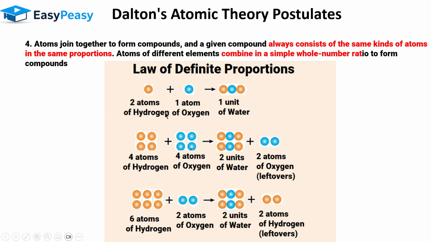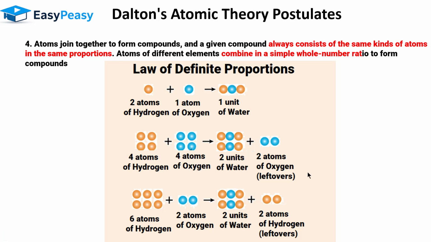First, we took 2 atoms of hydrogen that react with 1 atom of oxygen and they create 1 unit of water. But if we take 4 atoms of hydrogen and let them react with 4 atoms of oxygen, again they will make 2 units of water and 2 atoms of oxygen will be left over.